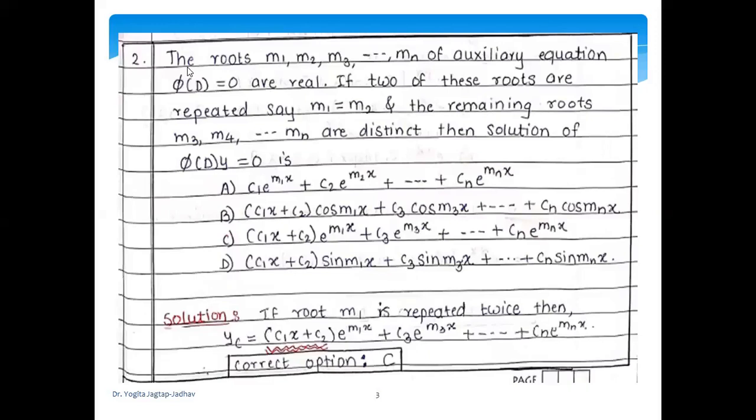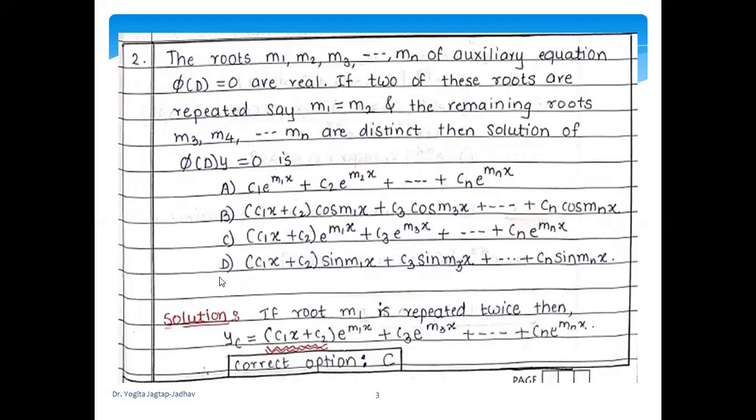In the second example, the roots m1, m2, m3 and so on mn of auxiliary equation phi of D equal to 0 are real. If two of these roots are repeated, say m1 equal to m2, and the remaining roots m3, m4 and so on mn are distinct, then the solution of phi of D operating on y is given by these four options provided.